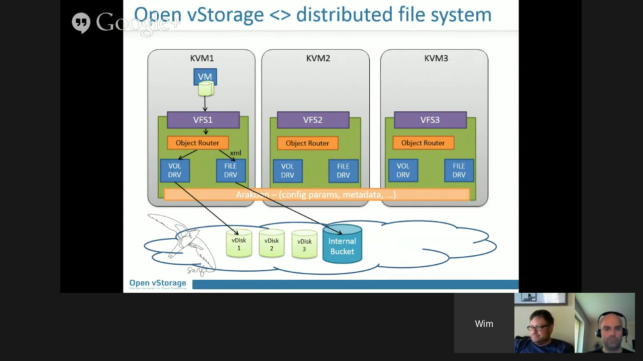So what happens? You have your virtual machine, you create your .raw file in the virtual file system interface, so the virtual file system, VFS1 on KVM1. And as soon as you create a file there, the object router, which is a piece of technology inside Open vStorage, will analyze what kind of file it is. It will see if it is a volume file, a real disk of a virtual machine, or if it is a configuration file or something else. If it's a virtual machine volume, it will treat that completely differently.